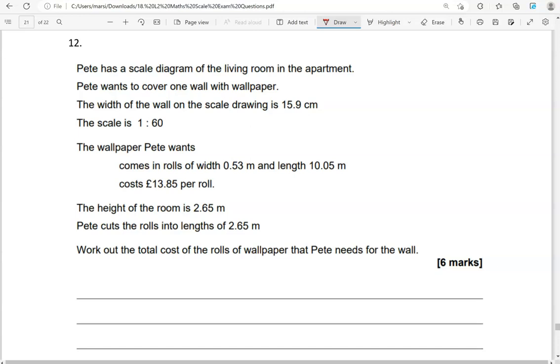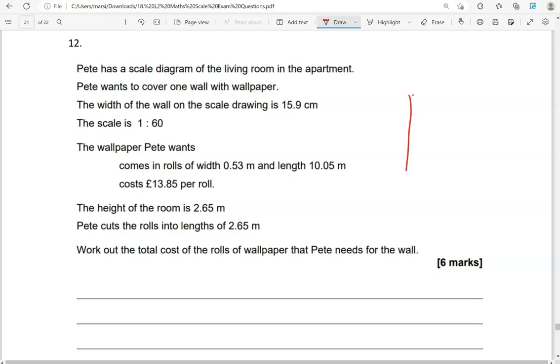Pete has a scale diagram of the living room in the apartment. Pete wants to cover one wall with wallpaper. The width of the wall on the scale drawing is 15.9 centimeters. The scale is 1 to 60. The wallpaper Pete wants comes in rolls of width 0.53 meters and length 10.05 meters. Costs £13.85 per roll. The height of the room is 2.65 meters. Pete cuts the rolls into lengths of 2.65 meters. Work out the total cost of the rolls of wallpaper that Pete needs for the wall.